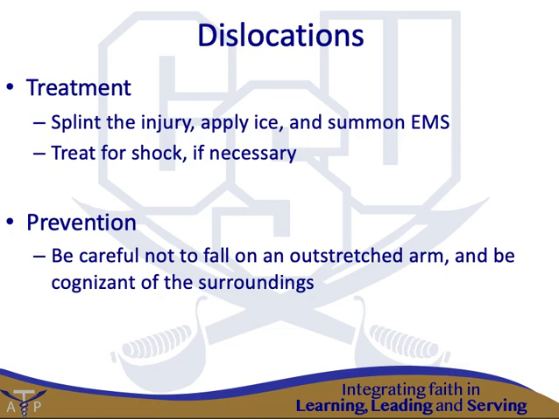Immediate treatment, we want to make sure we splint the area, apply ice, and summon EMS. We definitely, like the shoulder, like the elbow, we don't want to reduce any of these dislocations unless we are trained to do so, because if we reduce it and we're not trained to do so, we could be causing further injury to the injured body part. So we need to make sure that we refer them by summoning EMS or sending them to the emergency room to get it treated. Also, we need to be aware of treating for shock if it does occur.